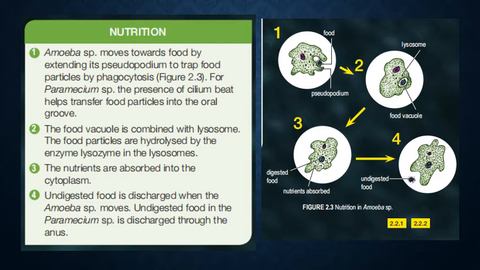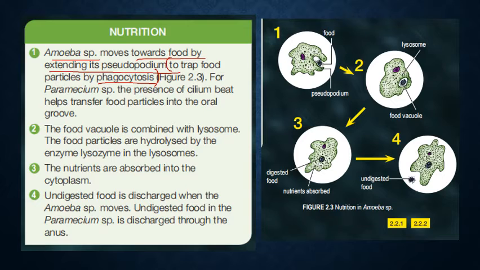Nutrition, on the other hand. When the amoeba detects food nearby, it will move forward by extending its pseudopodium, as usual. Why? Because it wants to trap the food particles by phagocytosis. Phagocytosis is a process where the amoeba will engulf, meaning it will surround, the food particles.